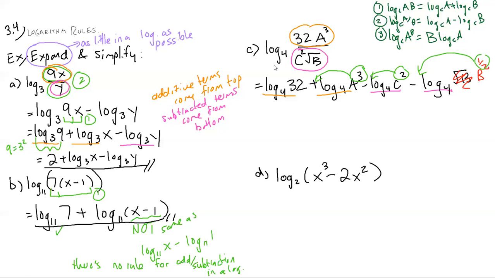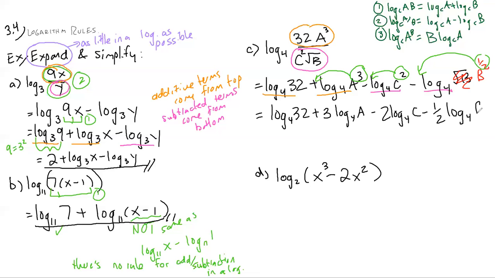And pull all of those out. I'm going to deal with that log base 4 of 32 in a second. I'll have plus 3 log base 4 of A, minus 2 log base 4 of C, and then minus a half log base 4 of B.